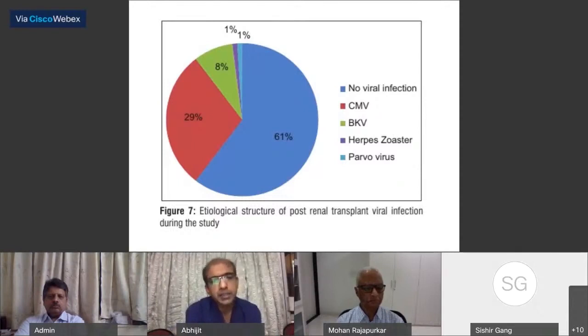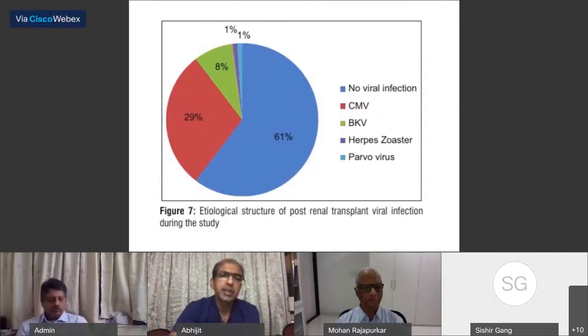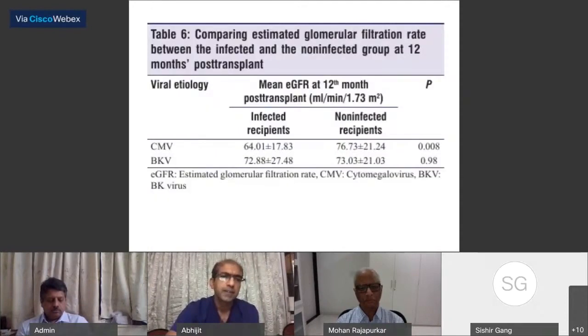So, the etiological structure of post-renal transplant viral infections during this study: the majority, thankfully, did not suffer from any viral infections. A large proportion, 30% of patients, actually had CMV infections. A smaller proportion of patients had BKV, and extremely rare patients had parvovirus and herpes zoster.